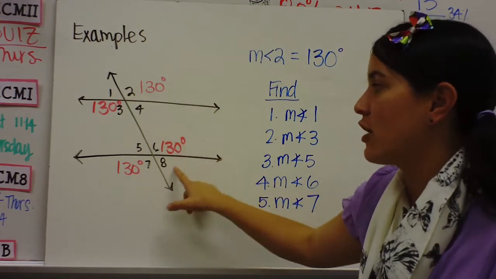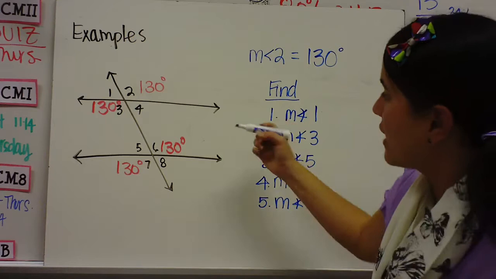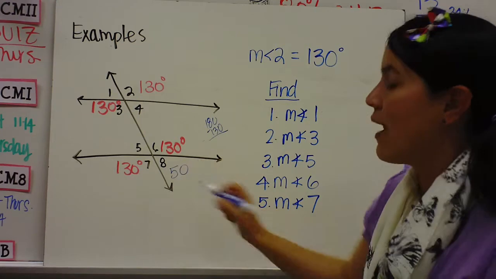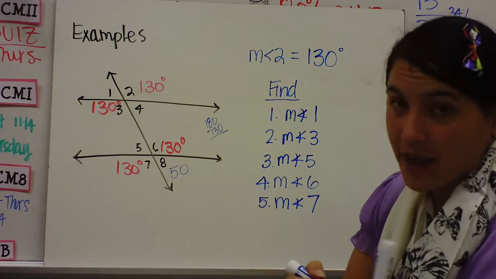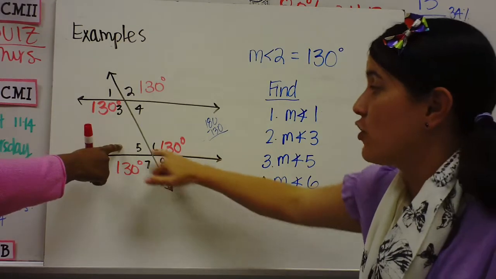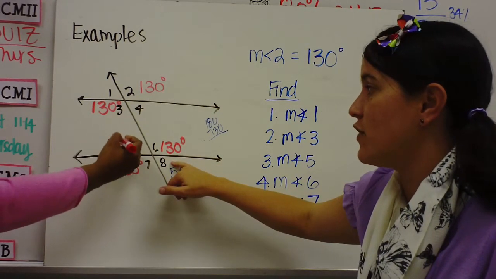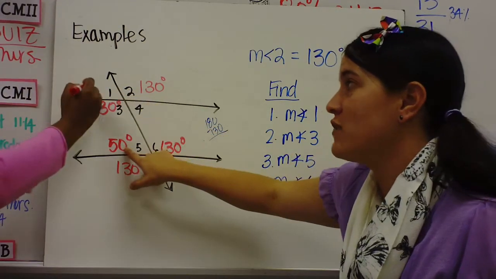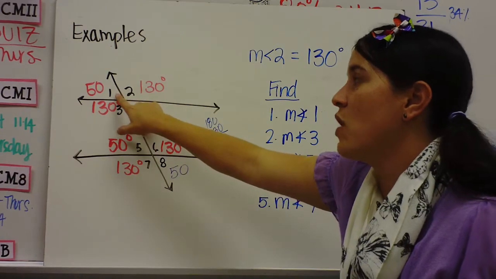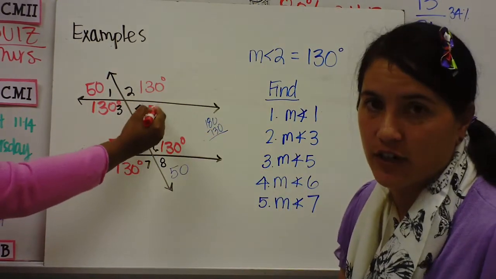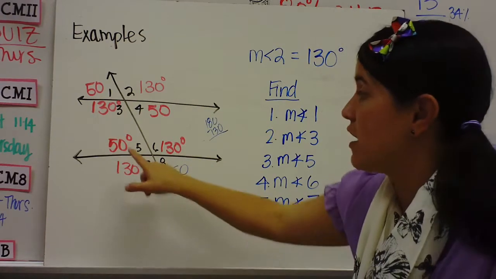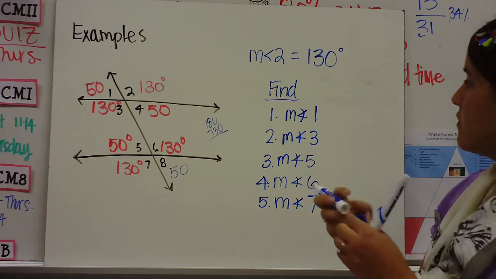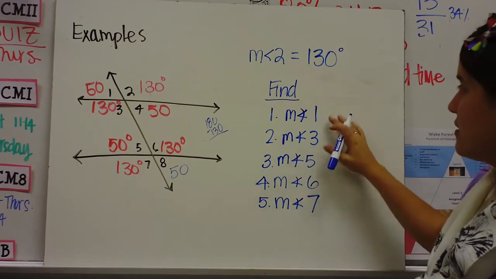If these together are going to be 180, then we know we can subtract 180 minus 130, and we get 50. So angle 8 is 50. That means all vertical angles are congruent, so that is 50 degrees. And this is corresponding to angle 1, so that's 50 degrees. And angle 1 is a vertical angle of angle 4, so that's 50 degrees. Every angle in here is either going to be 50 or 130. Now, when we come over here, we can simply fill this in. When we read it, measure of angle 1 is 50.